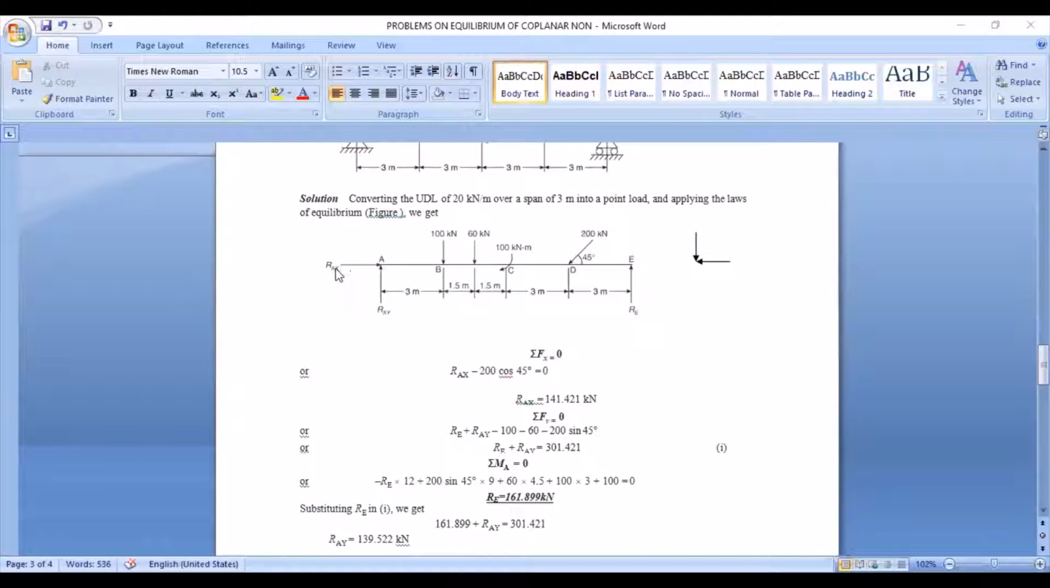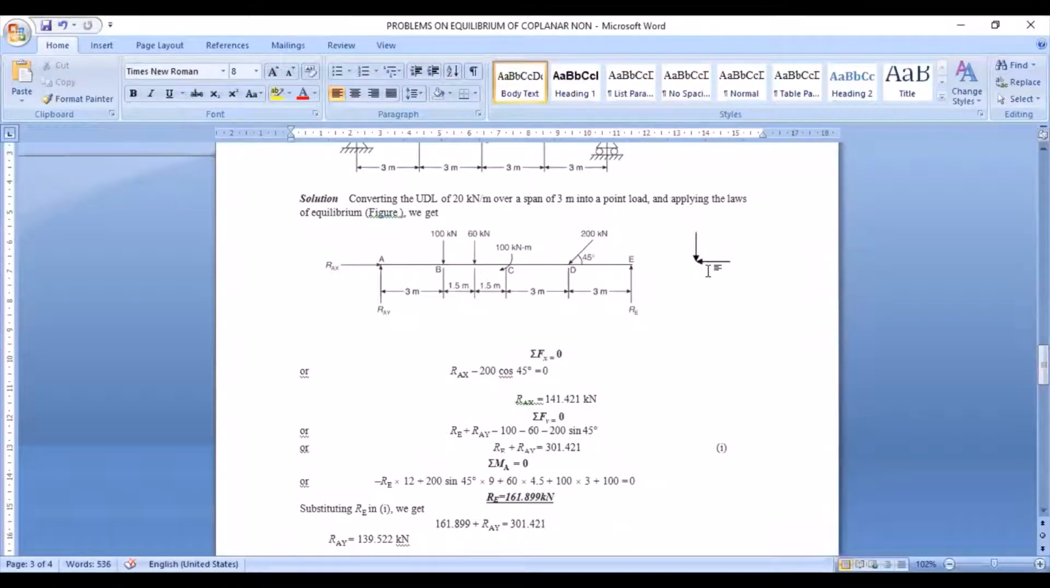Now the first one is the reaction. So RAX, which is acting rightwards, is taken with the positive sign. And we have a component of 200 kilonewton, that is the horizontal component, which is 200 cos 45, because it is inclined at an angle of 45 degrees with respect to horizontal.